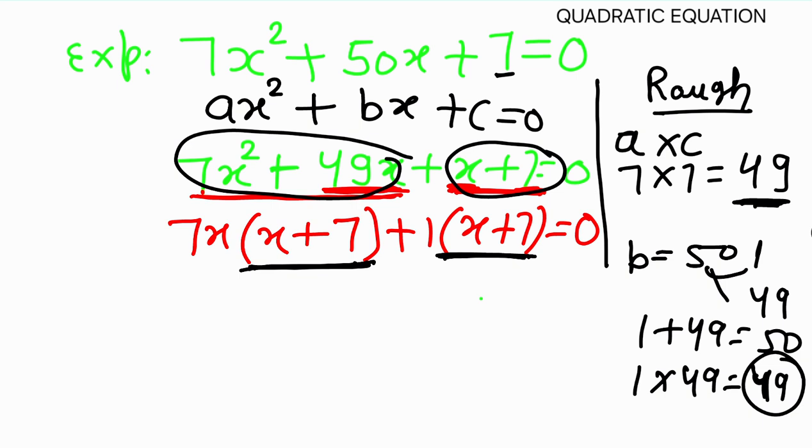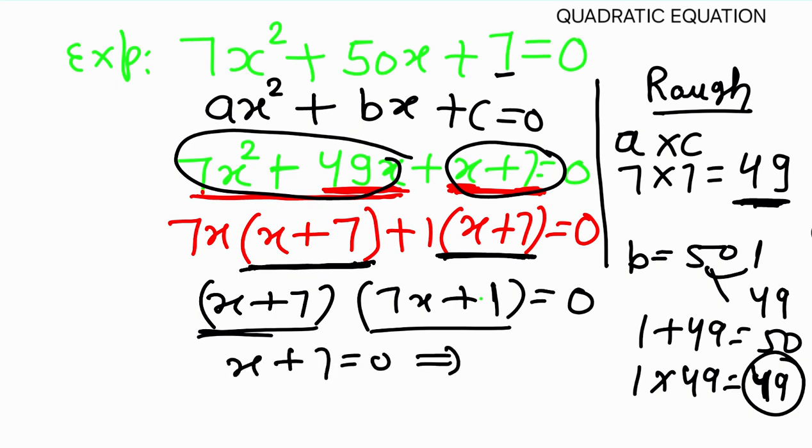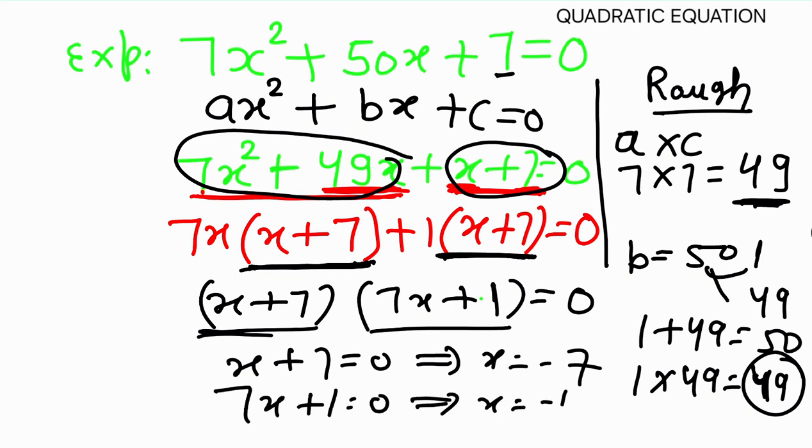So now we can take x plus 7 as common, so I am taking x plus 7 common. What value do we have inside? 7x plus 1 equals 0. So the factors are x plus 7 and 7x plus 1 equals 0. If x plus 7 equals 0, then x equals minus 7, and if 7x plus 1 equals 0, then x will be minus 1 upon 7. That is the answer. In the next video I will explain a trick.